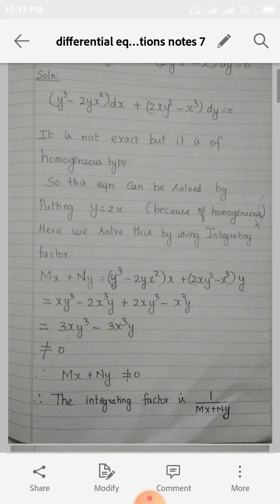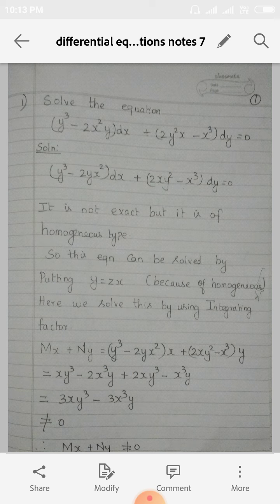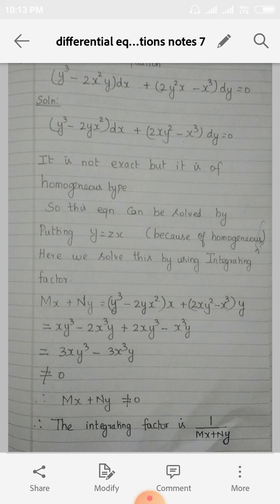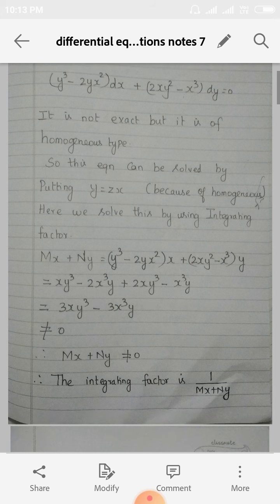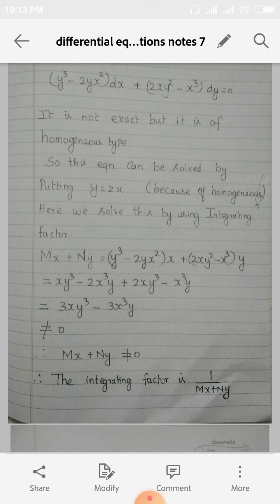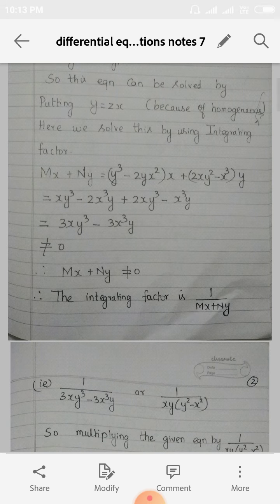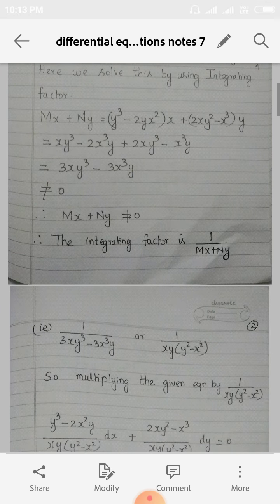Clear, girls? So see the problem. Solve the equation. The given equation is not exact, but it is of homogeneous type. Homogeneous type means we have to solve by using the integrating factor, that is Mx plus Ny. Where Mx plus Ny is not equal to 0, the integrating factor is 1 by Mx plus Ny. After finding Mx plus Ny, leave the constant term and take only the variables. So 1 by xy into y square minus x square is the integrating factor for this problem.